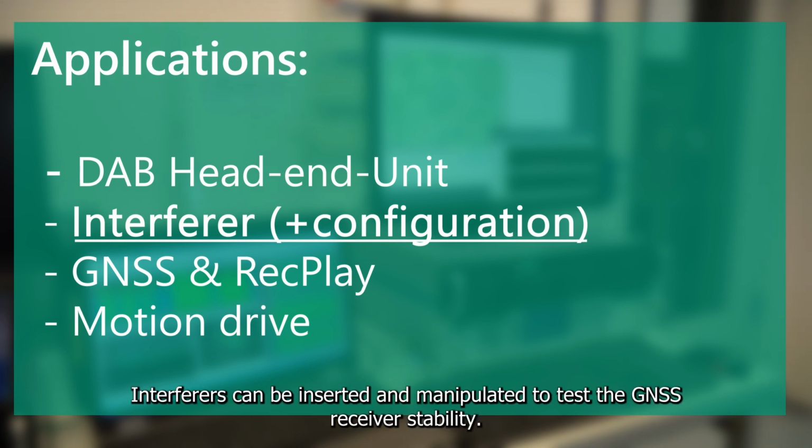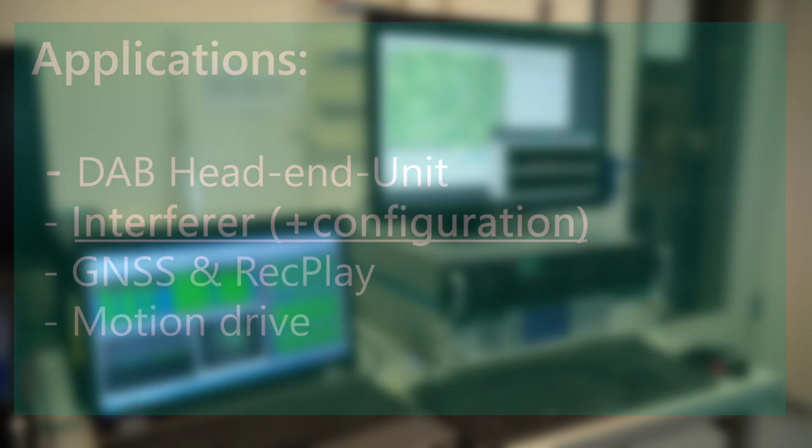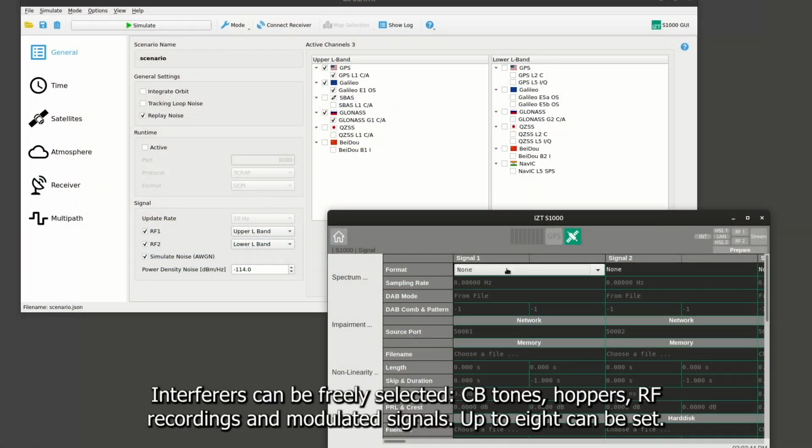Interferers can be inserted and manipulated to test the GNSS receiver stability. The interferers can be freely selected: CW tones, hoppers, RF recordings and modulated signals. Up to 8 can be set.